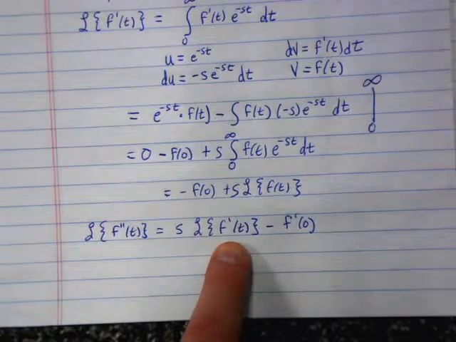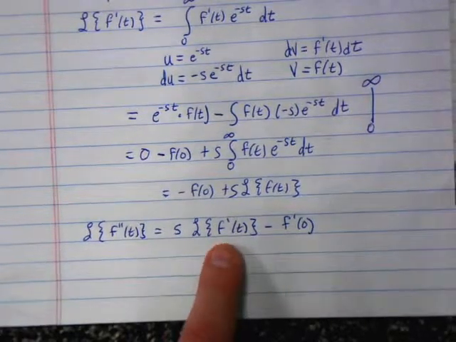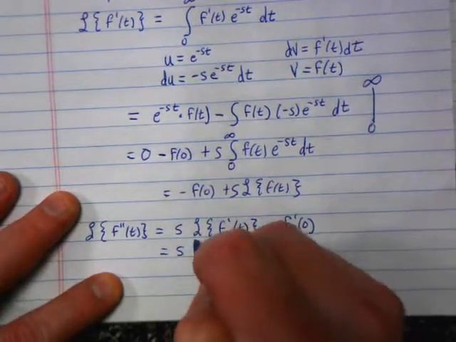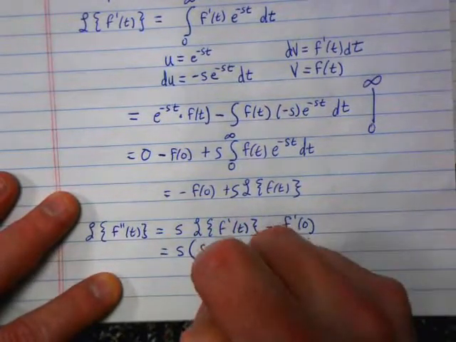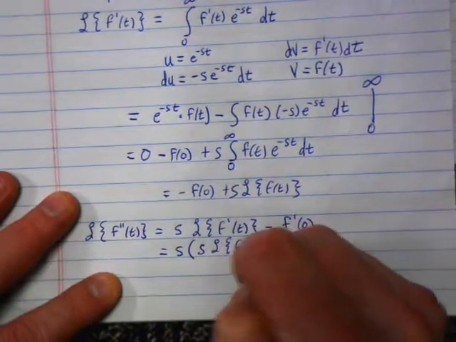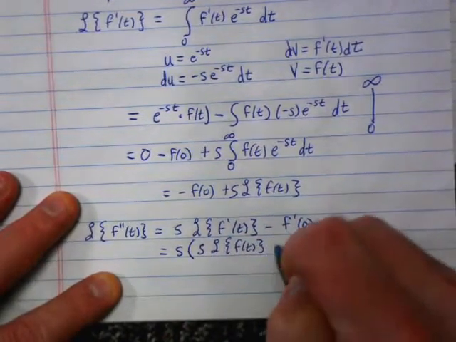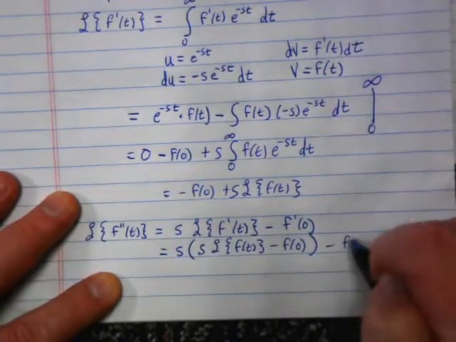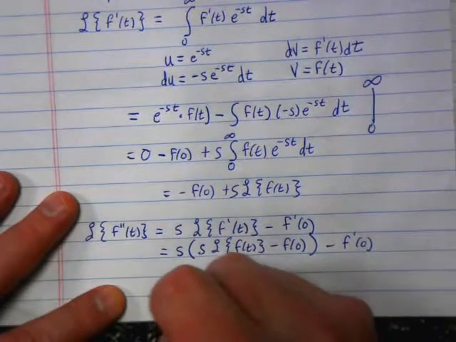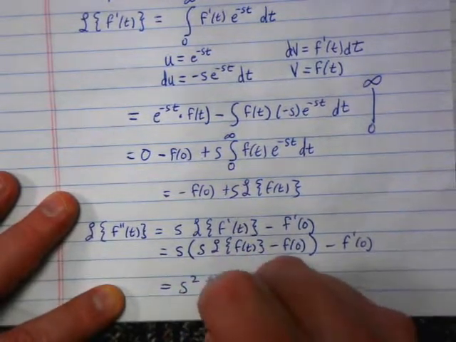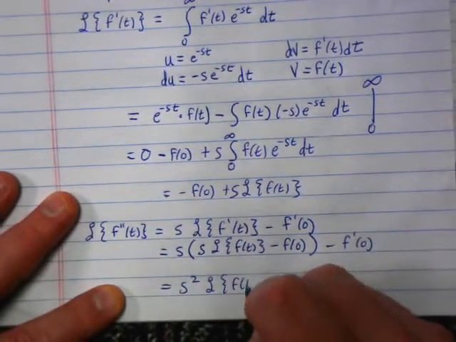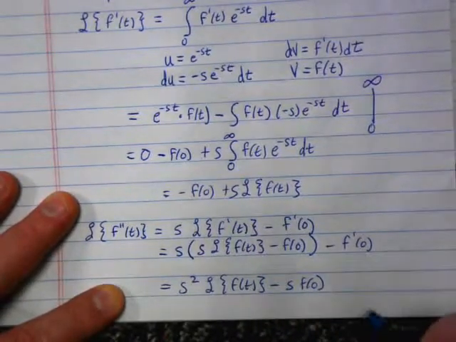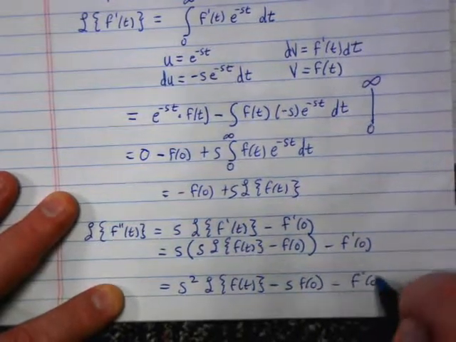That's exactly right. I can now use my rule about the Laplace transform of f prime. So this is going to be s times, s times the Laplace transform of f of t minus f at 0, minus f prime at 0. So notice I end up with s squared times the Laplace transform of f of t minus s times f at 0 minus f prime at 0.